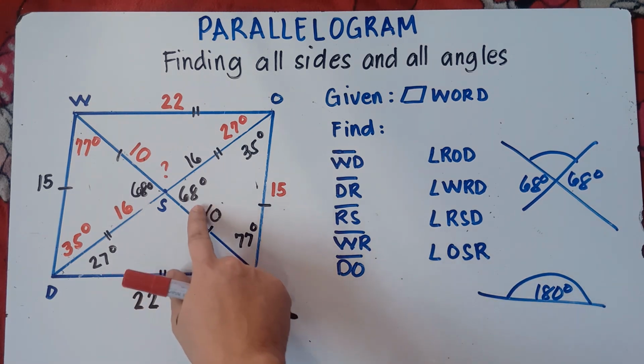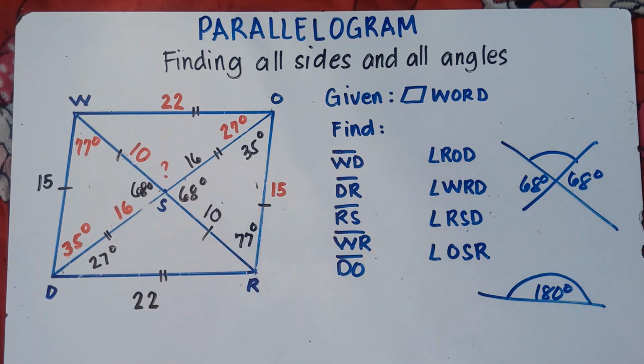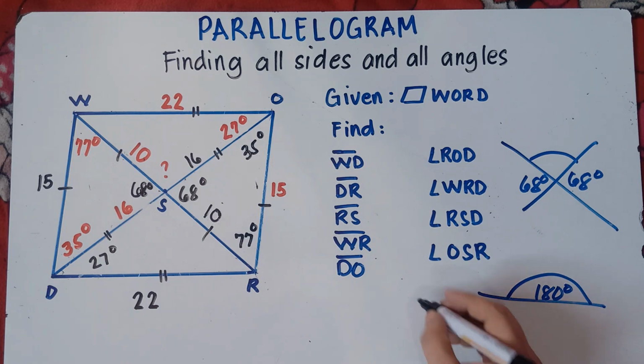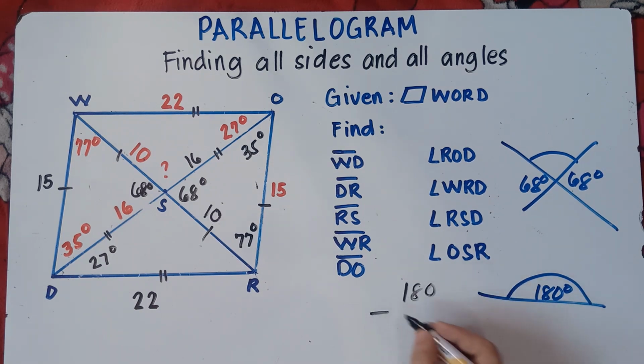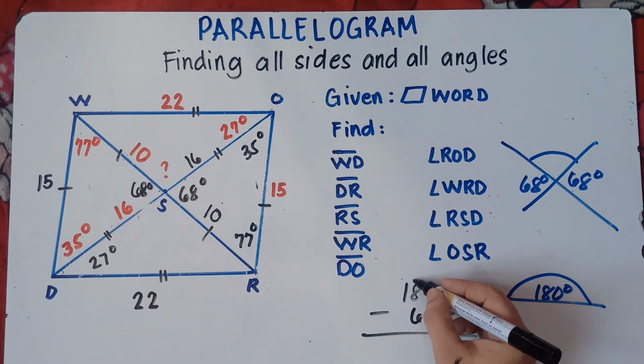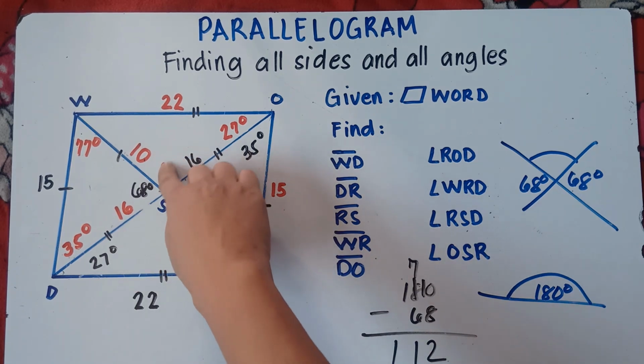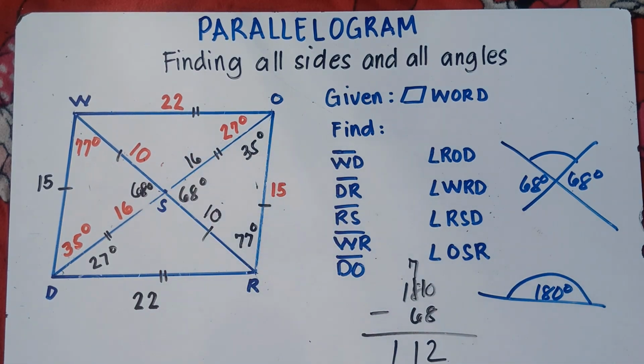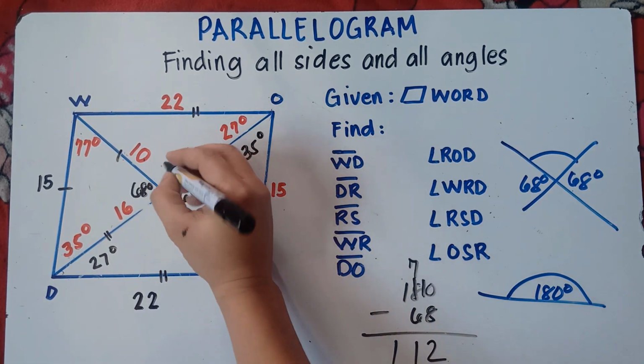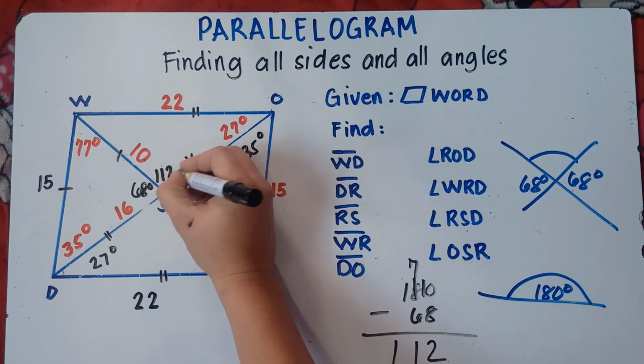So therefore, this is 68. We subtract it from 180. So this will be 180 minus 68. Alright, so borrow 1. This becomes 7. This becomes 10. 10 minus 8 is 2. 7 minus 6 is 1. Bring down 1. 112. So this will be 112 degrees.